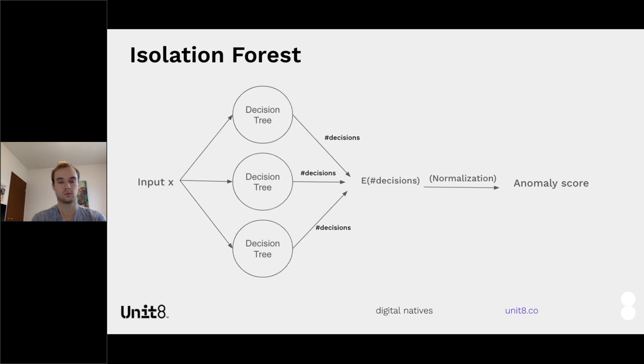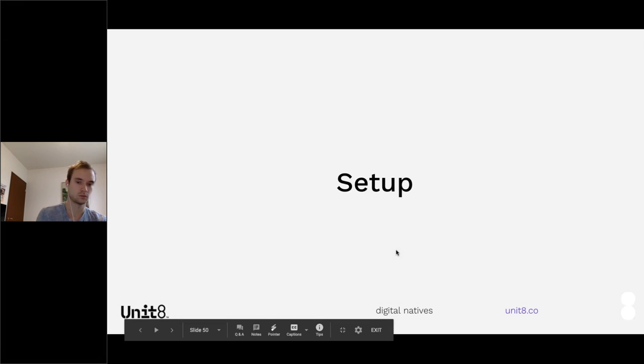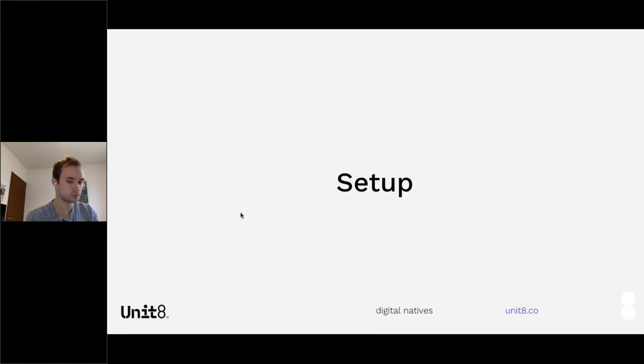In the original paper, there is also a normalization procedure in place to get from the average number of decisions to the final anomaly score. But this is not important for this presentation, since normalization does not change the ranking of transactions based on anomaly scores. And now I would like to hand over again to Francesco for the setup of our algorithm.